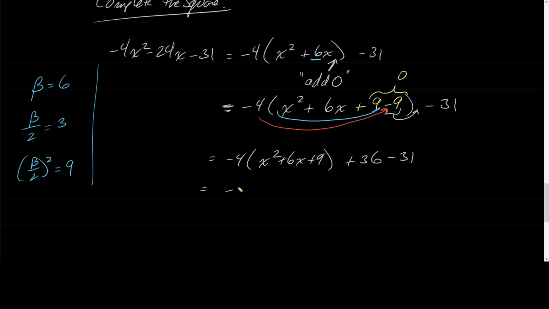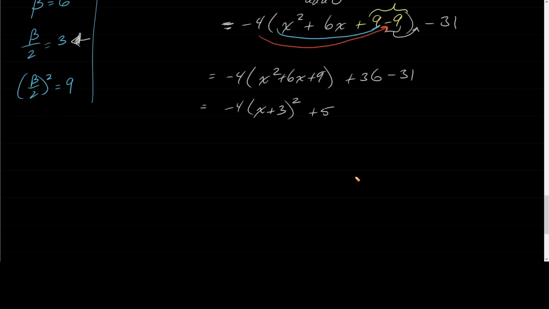Now at this point, this is factorable. Even if you can't figure out right away how to factor this, these three terms will always factor into something squared. What that something is, is your variable, x, and your beta over 2, excuse me. It's a positive 3, so plus 3. And then over here, 36 minus 31 is 5. So what do we have here? Because we're trying to sketch this, remember. So what we have here is that the axis of symmetry is the line x is equal to negative 3.